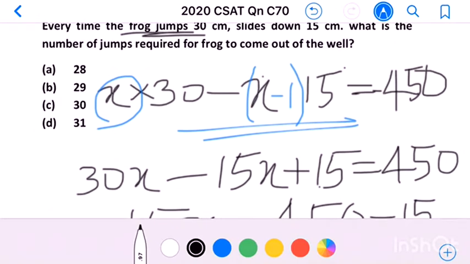So our answer is option B. The number of jumps required for the frog to come out of the well is equal to 29.